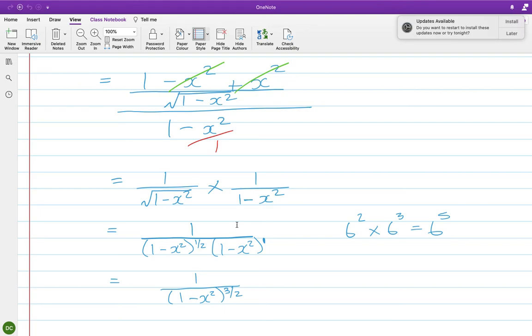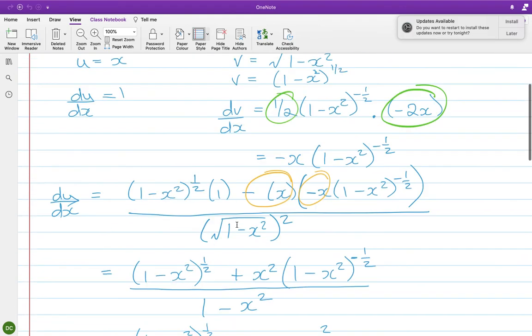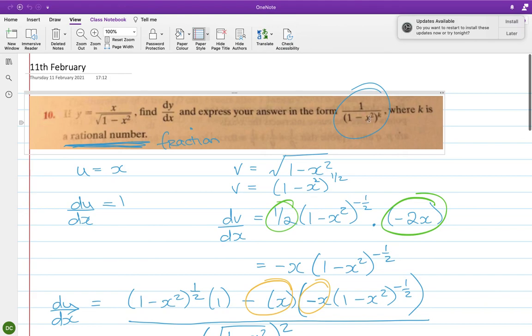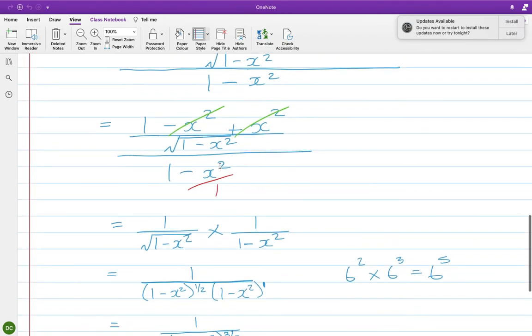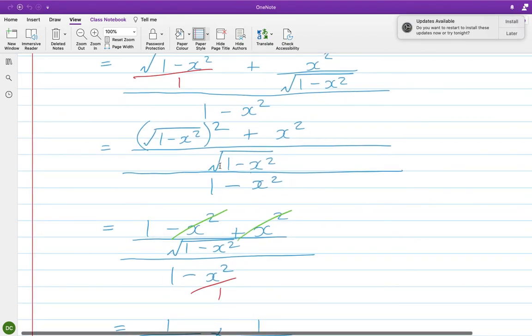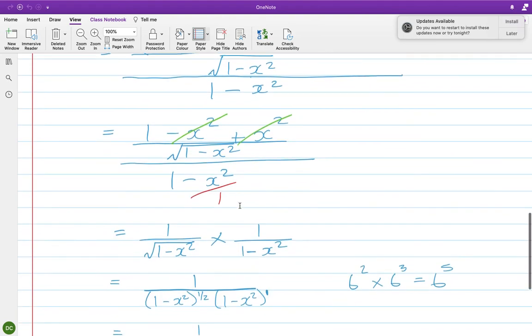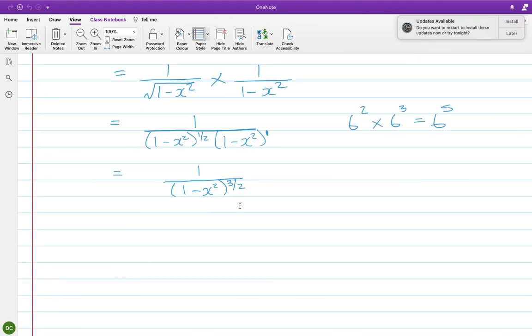Yes, look. So 1 over 1 minus x squared to the power of k, and it says that k is rational, and a rational number is a fraction. So 1 over 1 minus x squared to the power of k, where k is a rational number, which is a fraction. That's exactly what I have. So besides my brain fart up here where I just randomly changed the denominator, done. Tough question though, to be fair.